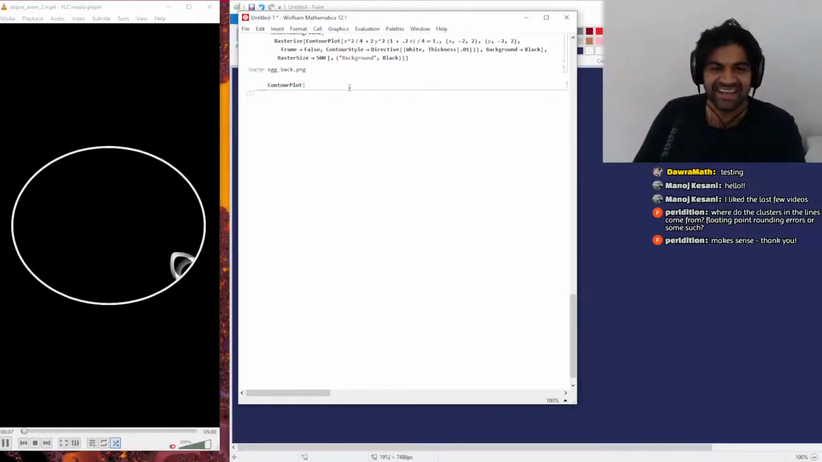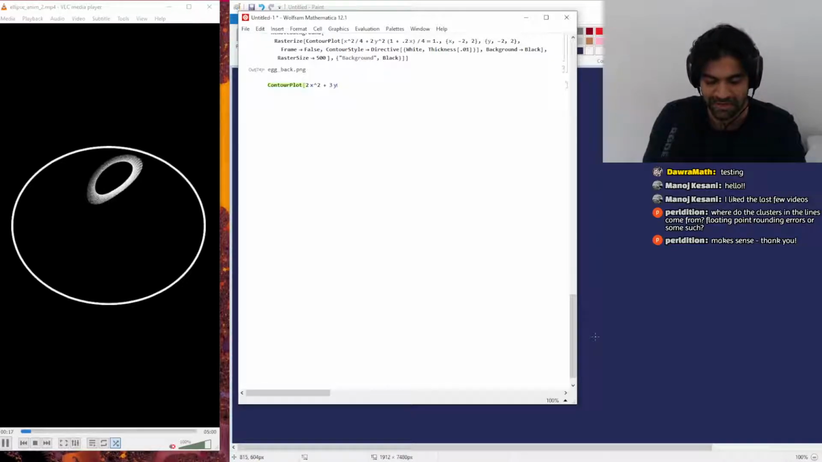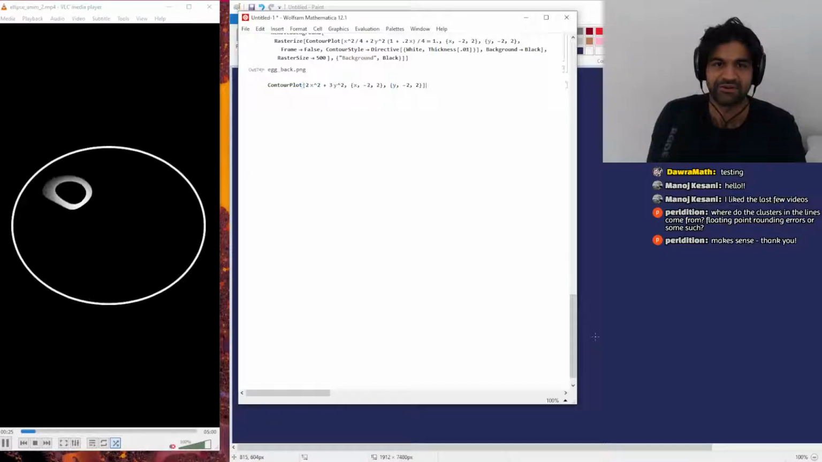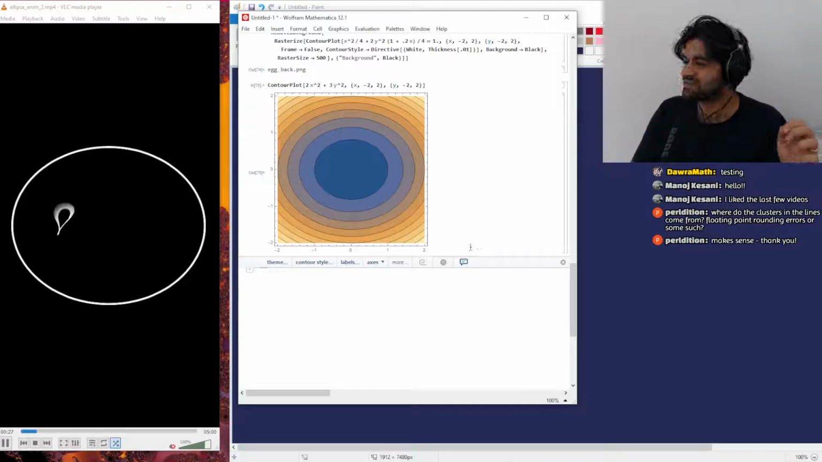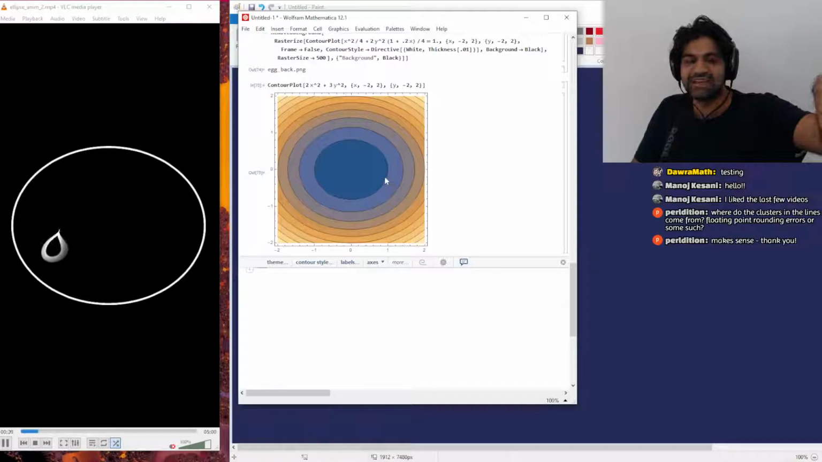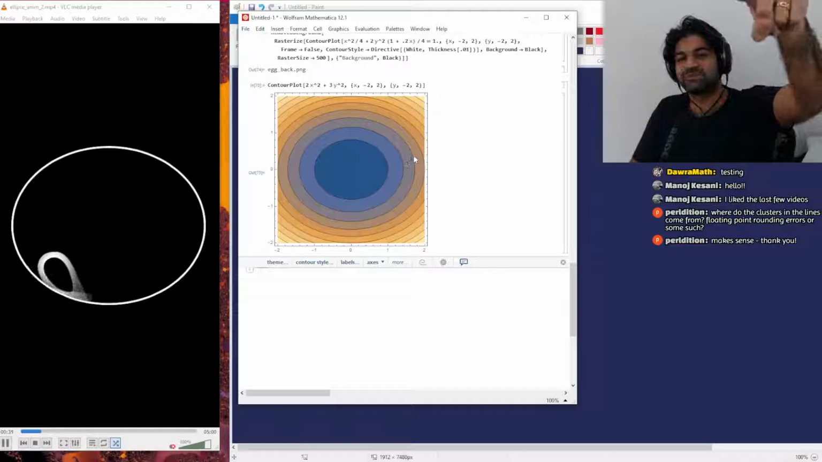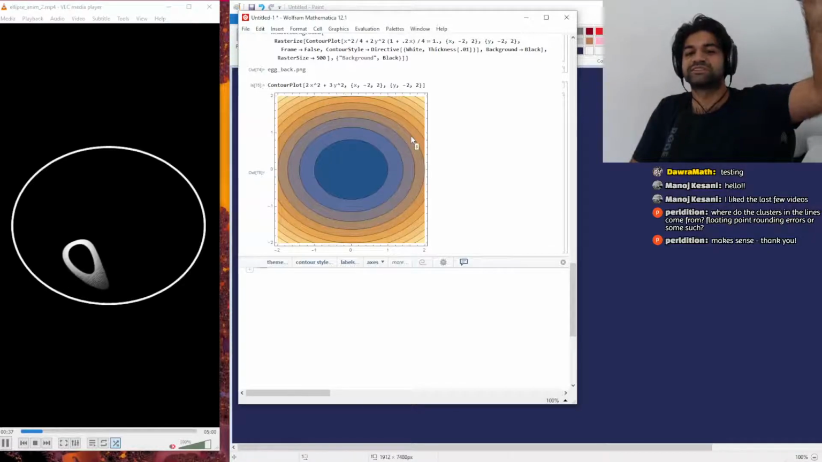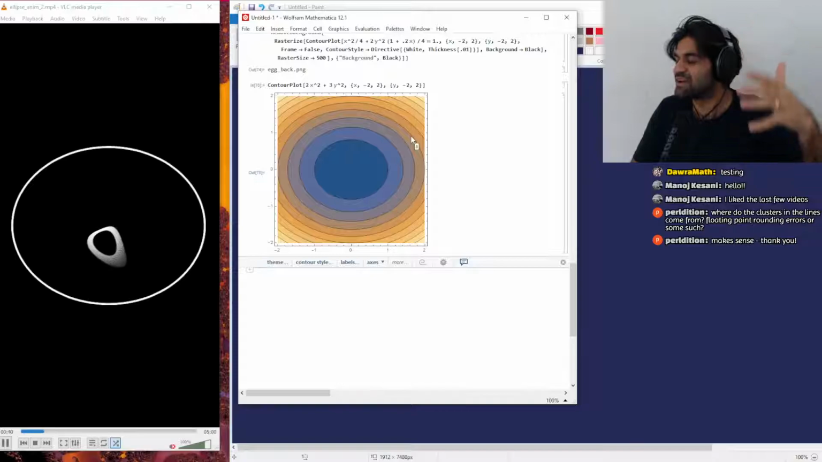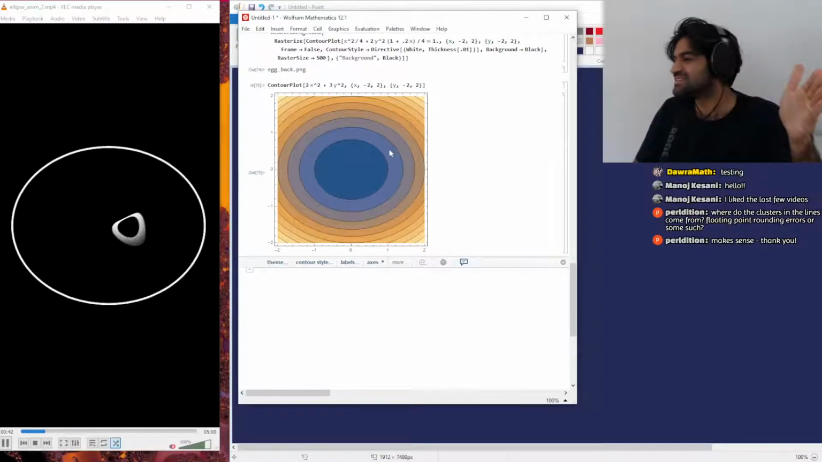about the math. But if you do a contour plot of this equation, you do 2x squared plus 3y squared, and let's say x goes from -2 to 2, y goes from -2 to 2. This is what the contour plot looks like. So this is what the curve looks like if you set 2x squared plus 3y squared equal to 2. This is what it looks like if you set it equal to 4. This is what it looks like if you set it equal to 6. And this is what it looks like if you set it equal to 8, and so on and so forth. So you get different ellipses, okay?